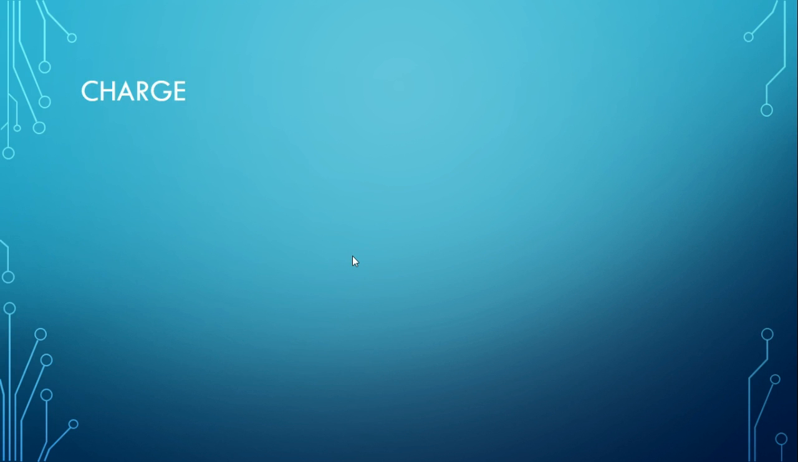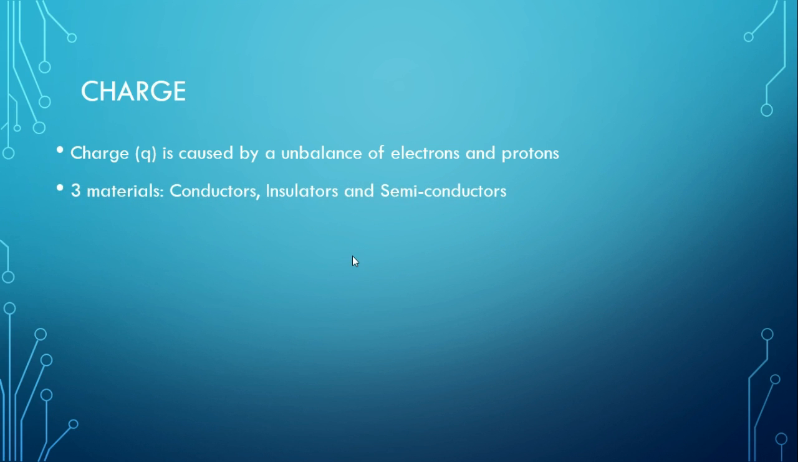So the last thing I have to talk about is charge. Charge is Q, and it is caused by an imbalance in electrons and protons. Whenever something loses an electron or proton, it has a charge. There are three types of materials you need to know: conductors, insulators, and semiconductors. In conductors, charge is free to move throughout the material. And in insulators, charge is stationary.